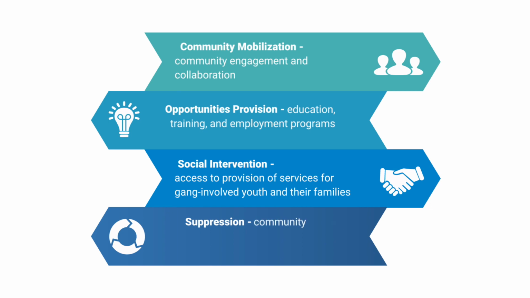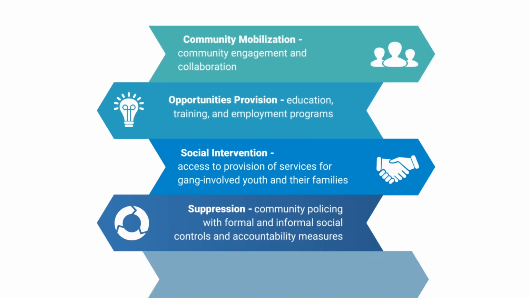Suppression is community policing with balanced, informal, and formal social controls and accountability measures. Informal controls are aimed at reinforcing community norms and values, while more formal controls provide focused enforcement and monitoring of gang-involved individuals by criminal justice agencies working in collaboration with community-based service providers, schools, and grassroots groups.